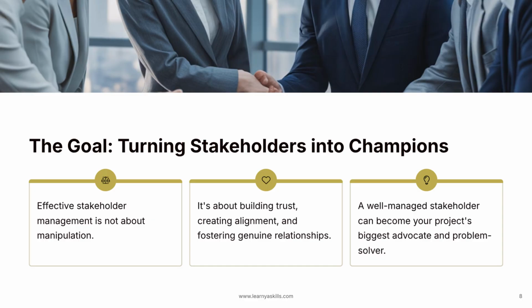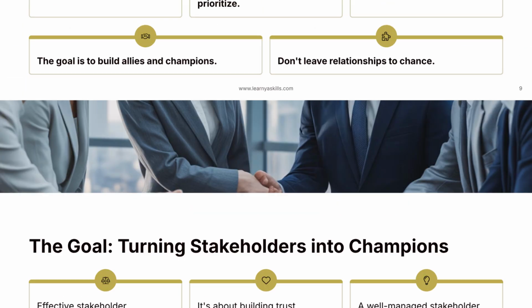I want to be very clear about the goal here. Effective stakeholder management is not about manipulation or just telling people what they want to hear. It is about the genuine, professional practice of building trust, creating alignment around shared goals, and fostering real relationships. When you do this well, something amazing happens. A stakeholder who might have been neutral or even opposed to your project can become your biggest advocate. They become a champion who will defend your project in meetings you're not in and help you solve problems you didn't see coming. That is the real payoff.